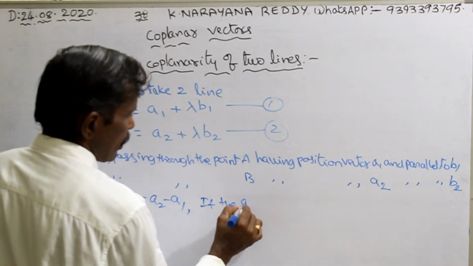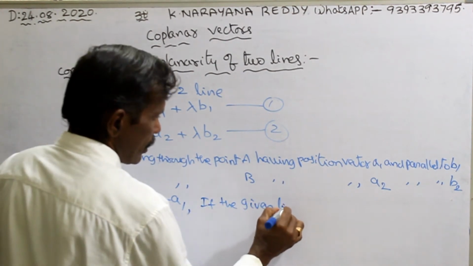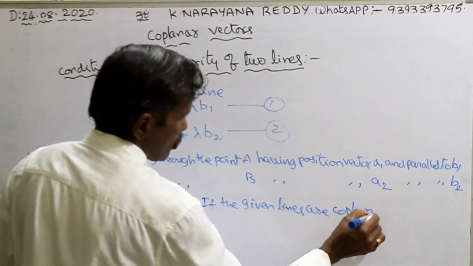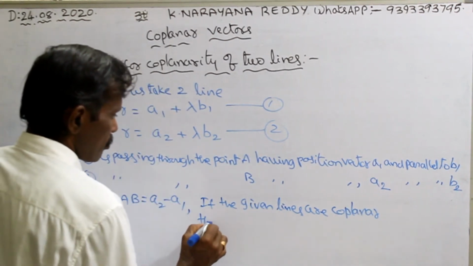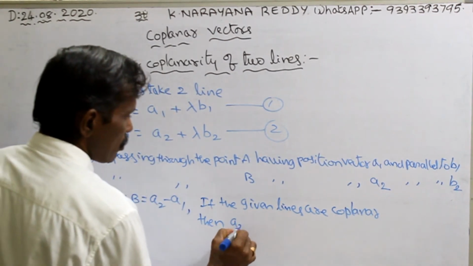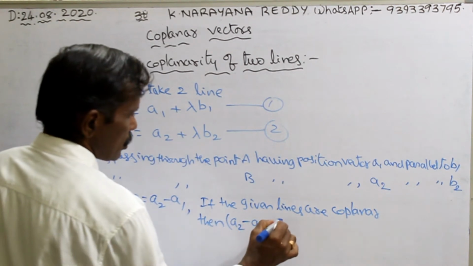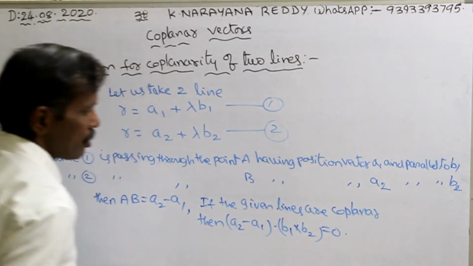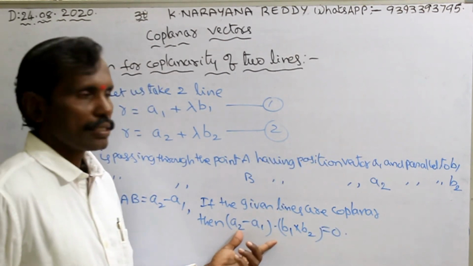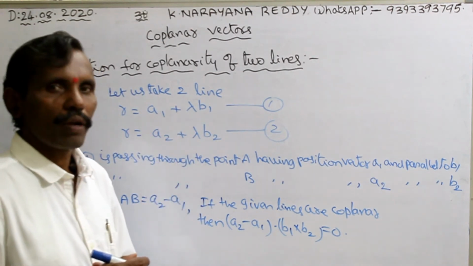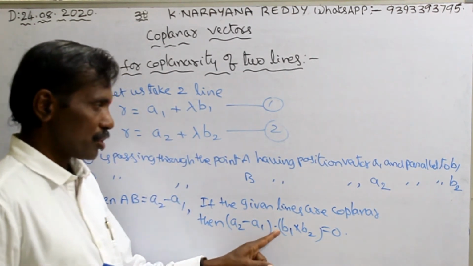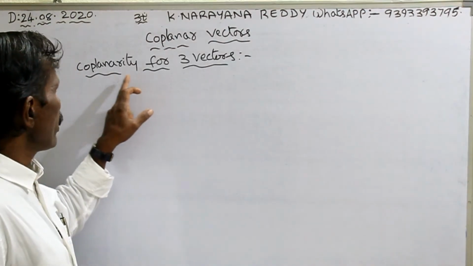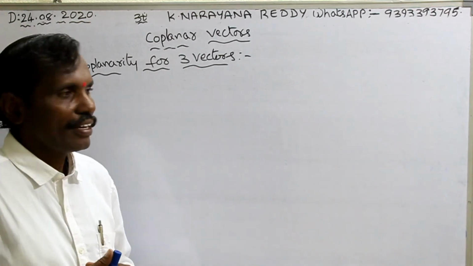If the given lines are coplanar, then A2 minus A1 dot B1 cross B2 equals 0. If this condition obeys, those two lines are coplanar. A2 minus A1 dot B1 cross B2 equals 0.